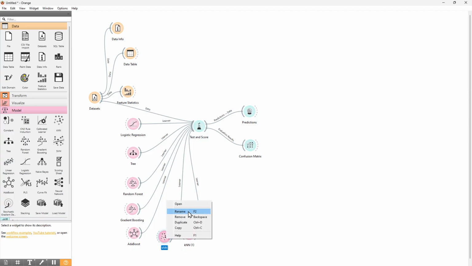So for example, you can add like this, and then to keep score of it, I will say KNN underscore 5. And for this one I will try a larger value now. Let's make it 10 for the nearest neighbor value. And then right click, rename KNN underscore 10.